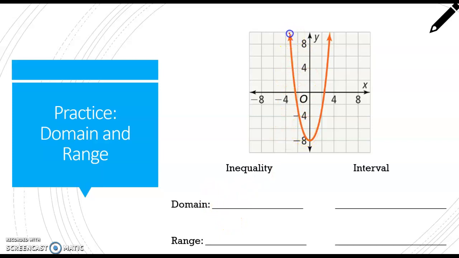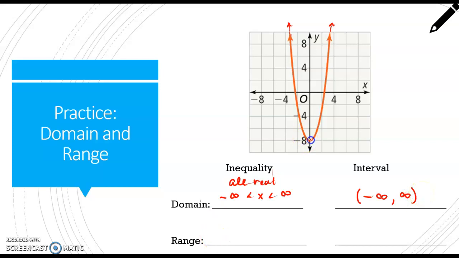So for the domain, this arrow is pointing off to the side a little bit. So the furthest left would be negative infinity. And the furthest right is pointing off to the right a little bit, so negative infinity to infinity. Again, your book says all real numbers. In interval notation, the way we write that is negative infinity, comma, infinity.